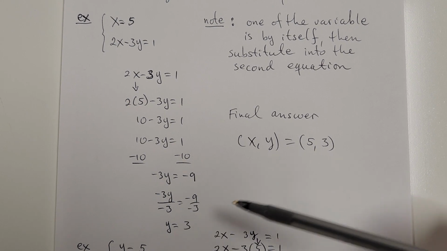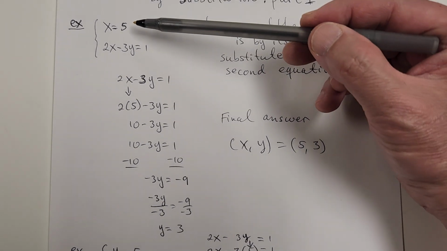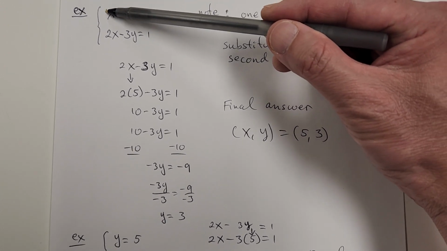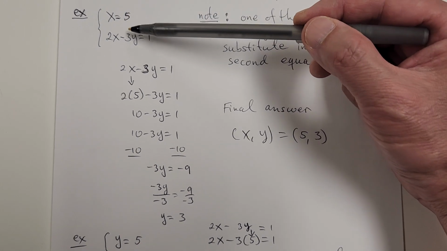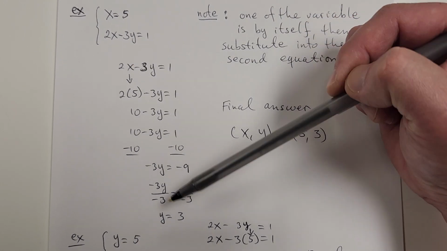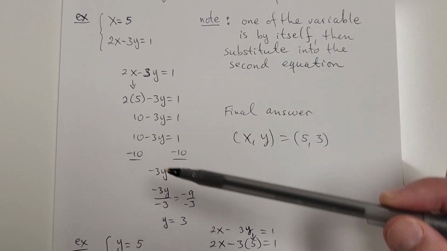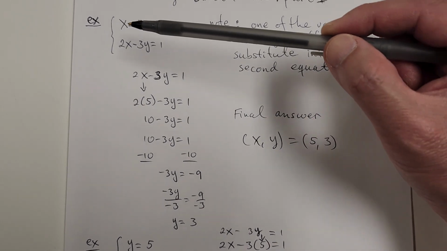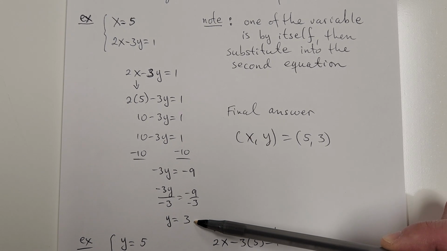So our answer is 5, 3. The reason why the first equation doesn't have to be solved is because it is already the answer. And we just need to find the other variable, which is y. We already have one answer. Now we need to go find the second answer. Again, we already know what x is. Now we need to go find y.